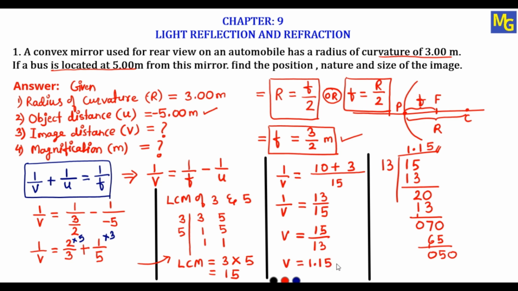So we got here the V value, that is our image distance. I hope you understood till here. Now the remaining we will solve on the next page. So now we got our V value. V value is how much? 1.15 meter. So this is our V value. Now if you focus, this value is positive.